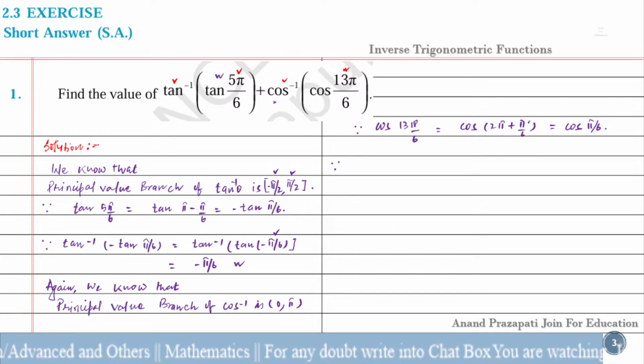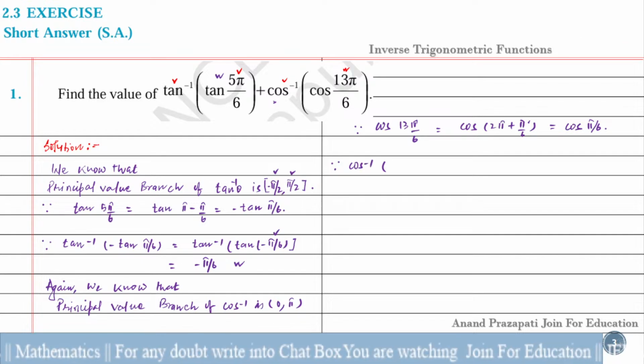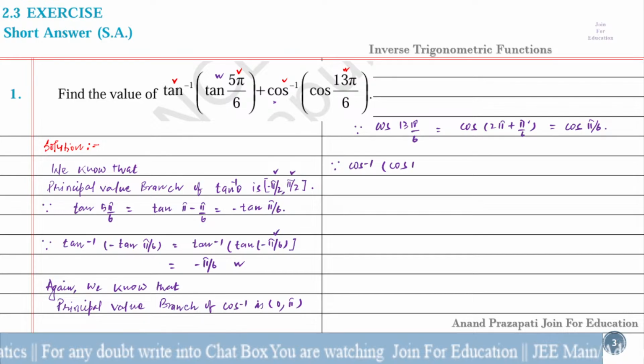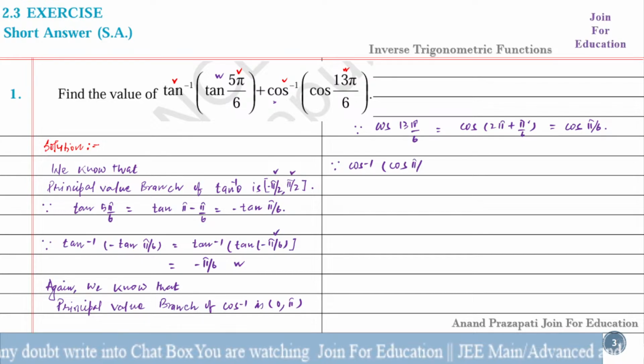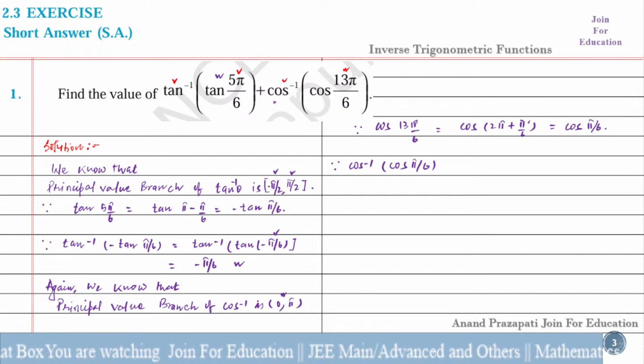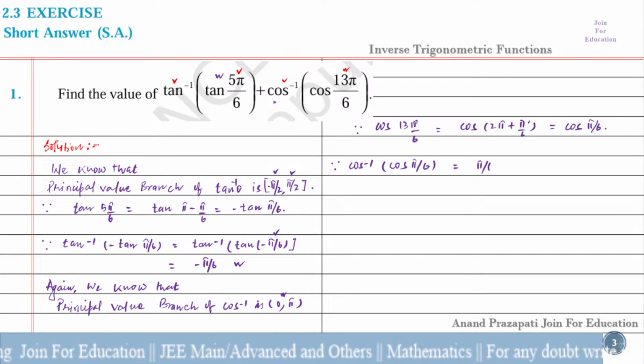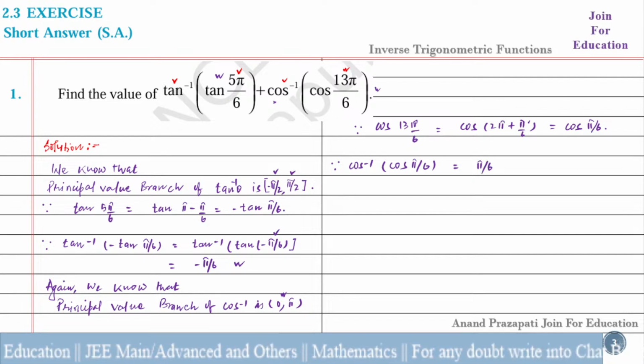Therefore here will be cos inverse cos pi by 6. So pi by 6 lies between 0 to pi, so here will be pi by 6. So the value of this one is pi by 6.